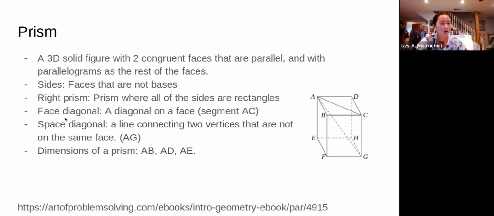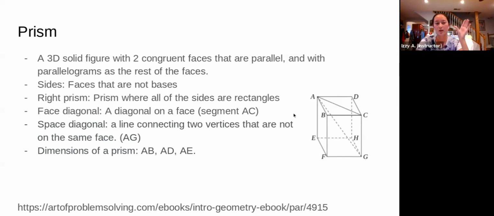And a face diagonal is a diagonal on a face. For example, this would be segment AC. And a space diagonal is a line connecting two vertices that are not on the same face. So for example, line AG would be a space diagonal. It kind of looks like a 3D diagonal if you want to visualize it that way.